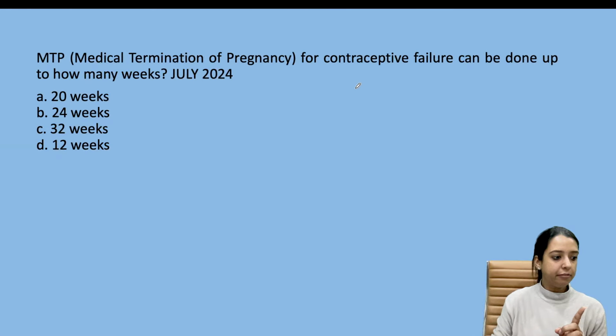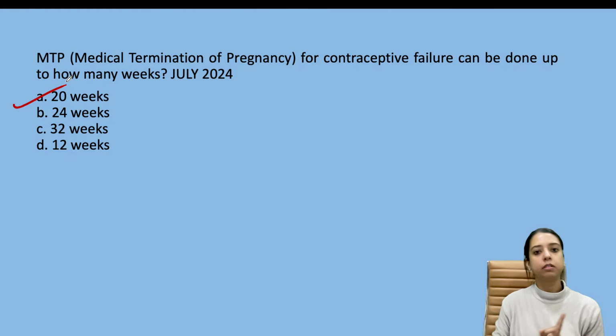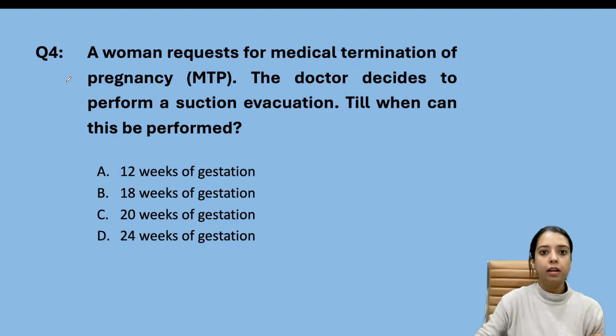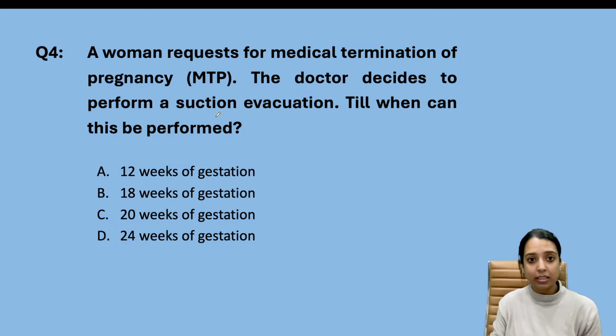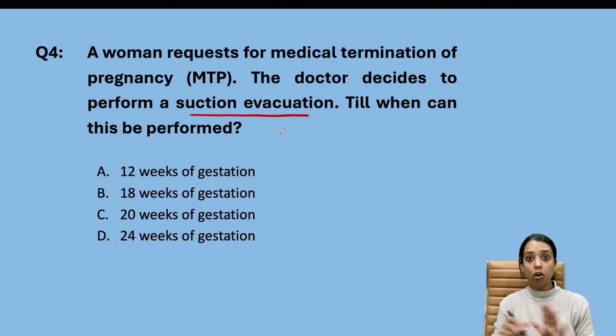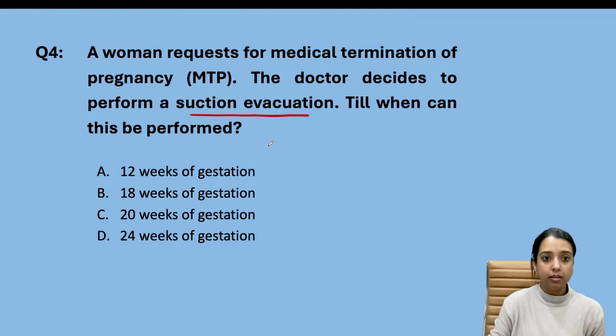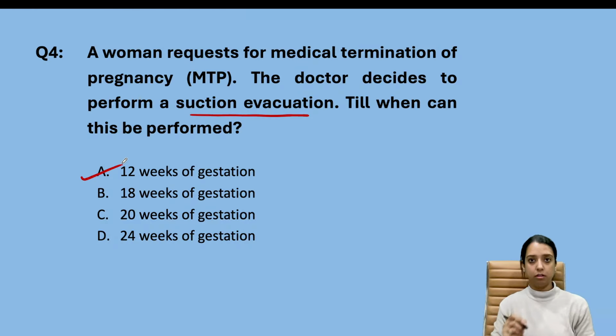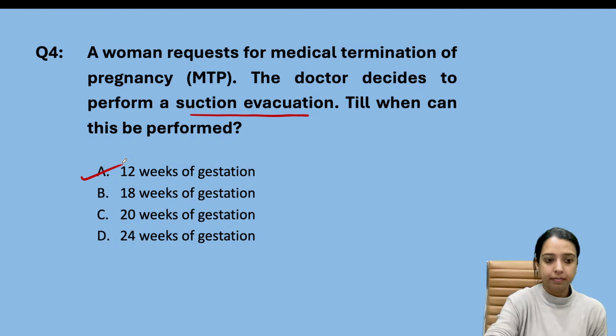MTP for contraceptive failure can be done up to how many weeks? A woman requests for MTP, doctor decide to perform suction evacuation. देखो, suction evacuation. Till what gestation आप suction कर सकते हो? Suction. It is not dilation and evacuation. It is suction. आप 12 weeks तक only suction कर सकते हो. ठीक है? Evacuation only using suction.